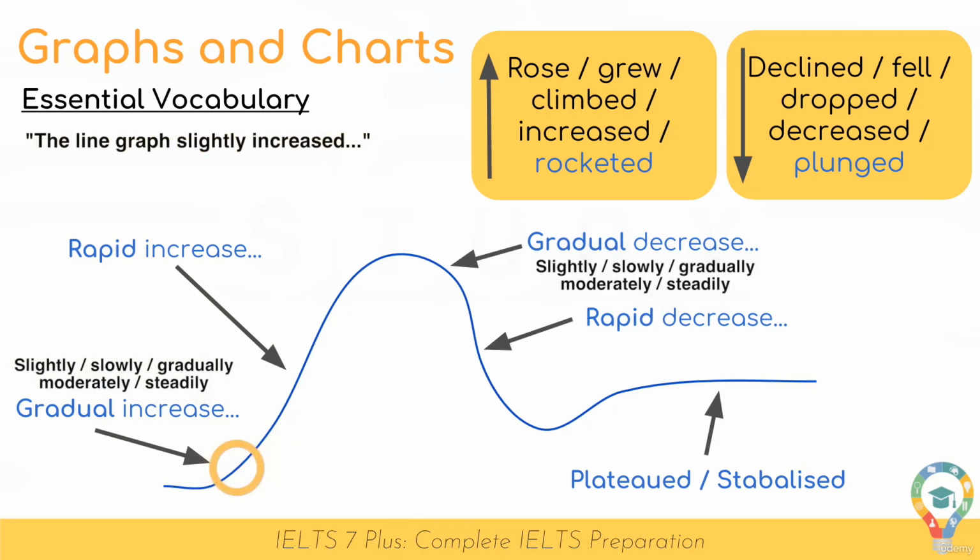The line graph slightly increased. Or you could also say, the graph moderately grew. Both these sentences mean there was a small increase.